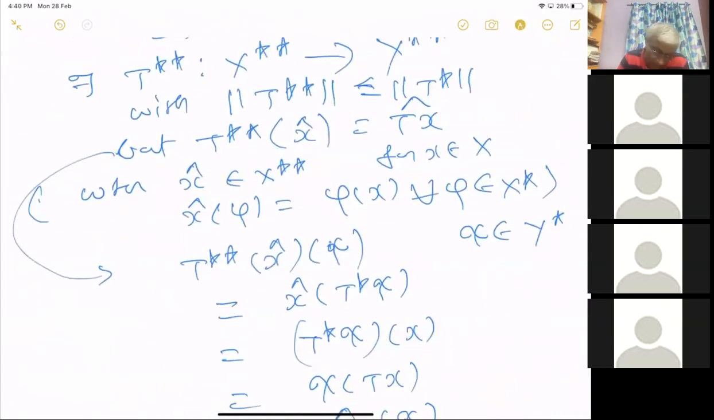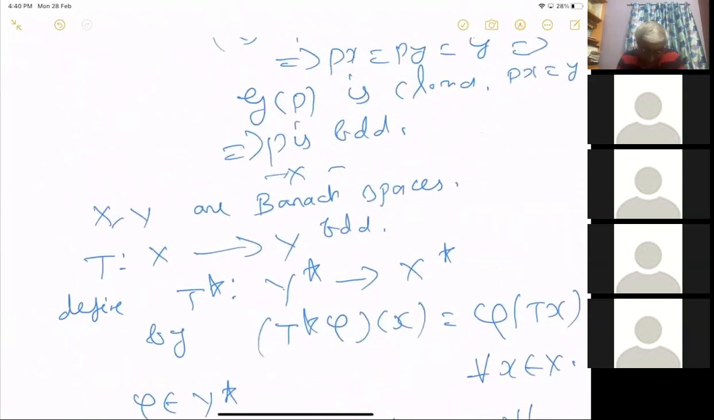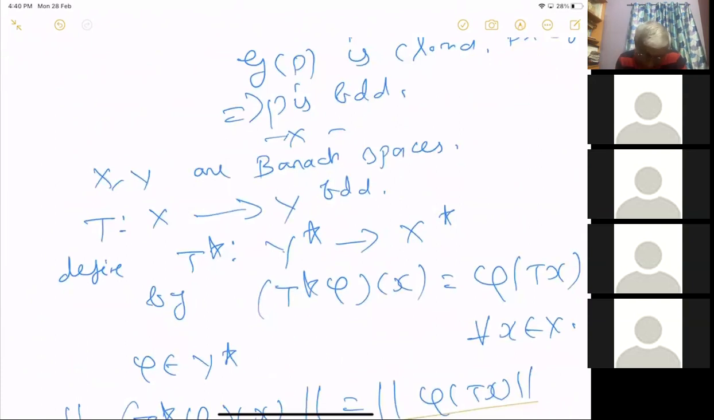It is to prove this that I went through all these things. Let me tell you the philosophy again. If we have two Banach spaces X and Y, and we have a linear map T from X to Y, which is bounded, then we can define an adjoint map T star from Y star to X star by this prescription: T star phi at x equals phi of Tx.